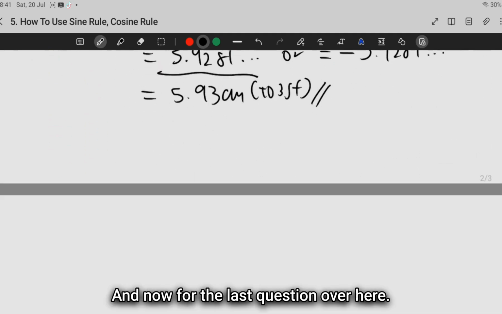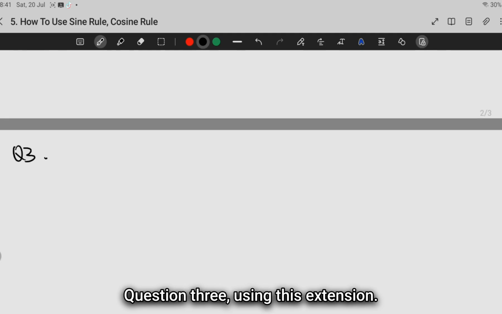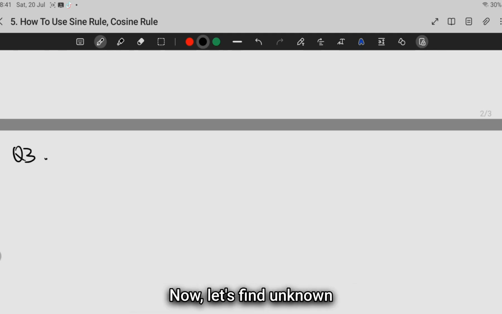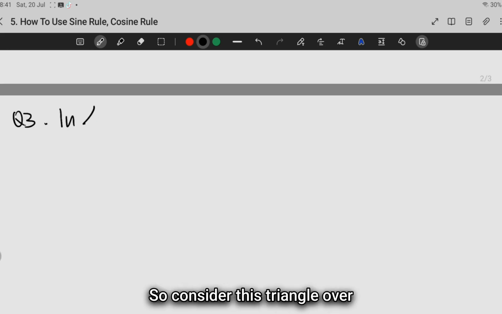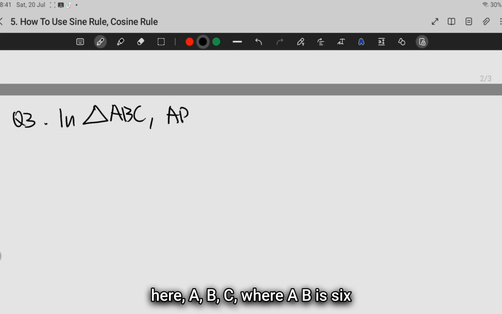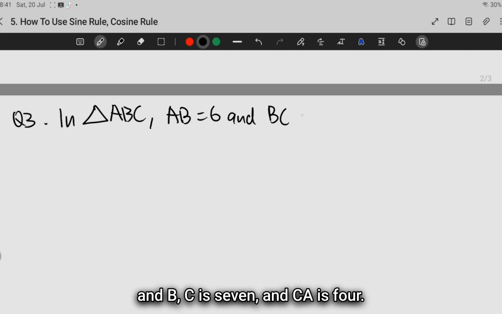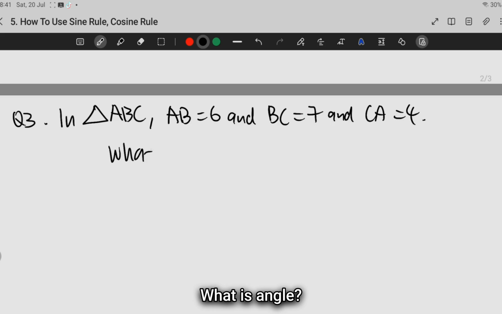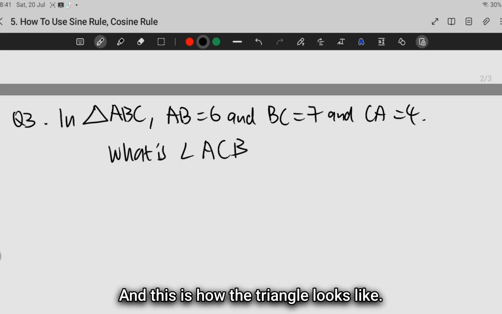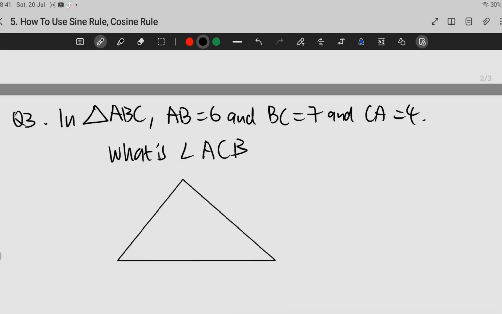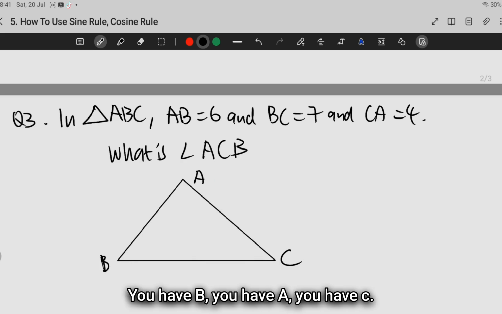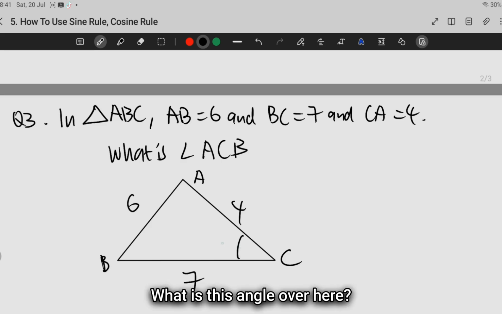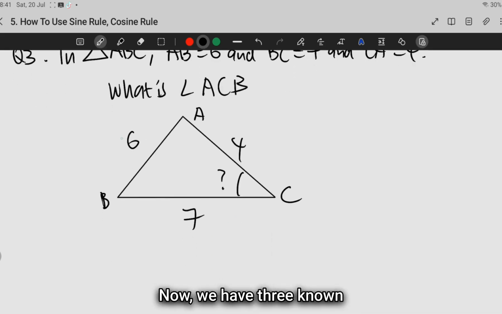And now for the last question over here, question 3, using this extension, now let's find unknown angles using cosine rule. So consider this triangle over here, ABC, where AB is 6 and BC is 7 and CA is 4. What is angle ACB? And this is how the triangle looks like. You have B, you have A, you have C. 6, 4, 7. What is this angle over here? Now we have 3 known sides and one unknown angle. So this we will use cosine rule.